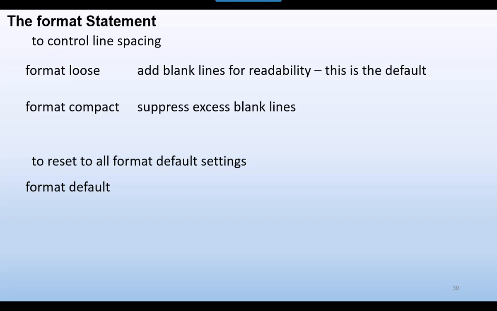And then there's some additional ones, format loose, format compact, which will adjust the output by adding blank lines, which it does, or you can do compact and then it won't show those blank lines that we've been seeing. And then you can go format default to go back to all the default settings, okay?